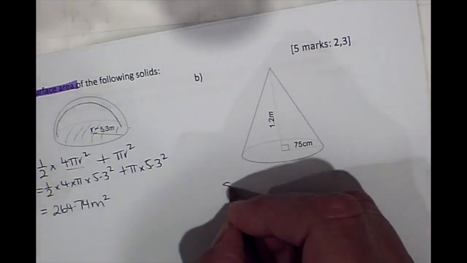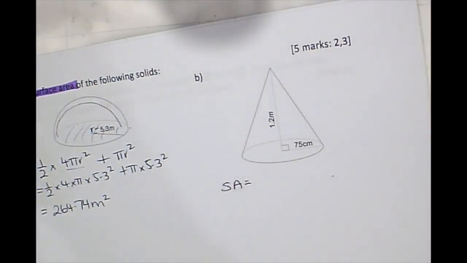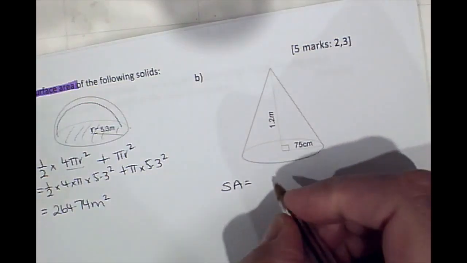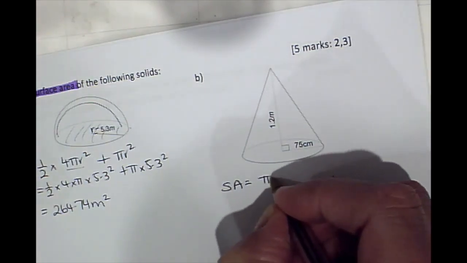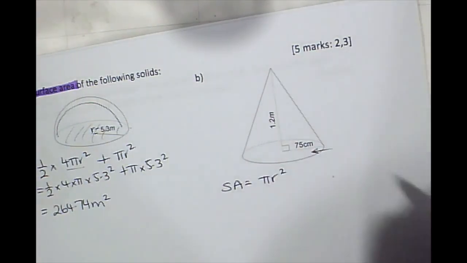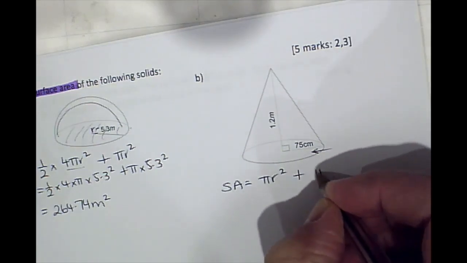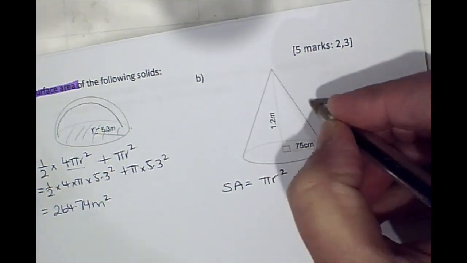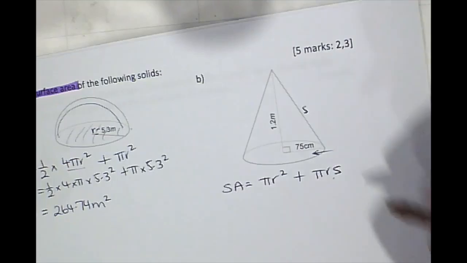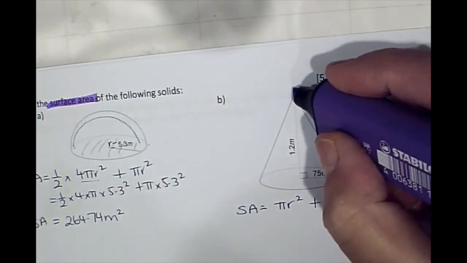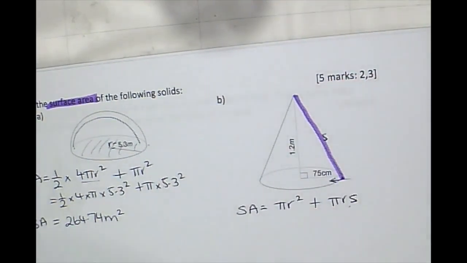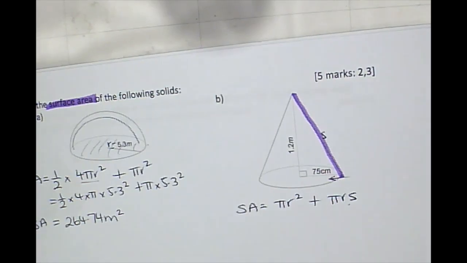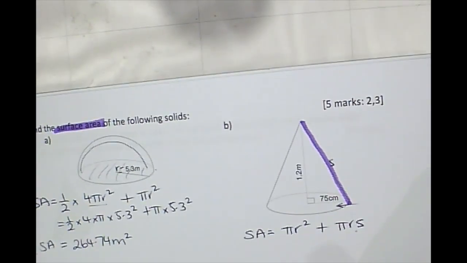So the surface area from the formula sheet, the surface area of the cone is pi r squared, which is the area of the base, plus pi r s, where this side here is S. Now we don't know what that is yet, so we better work it out.